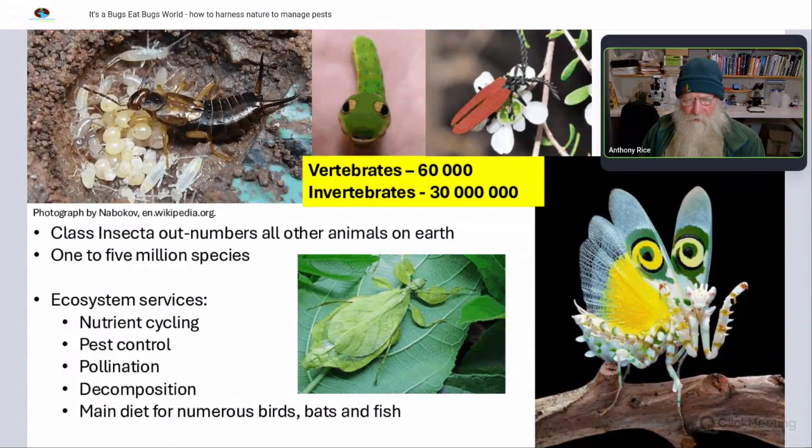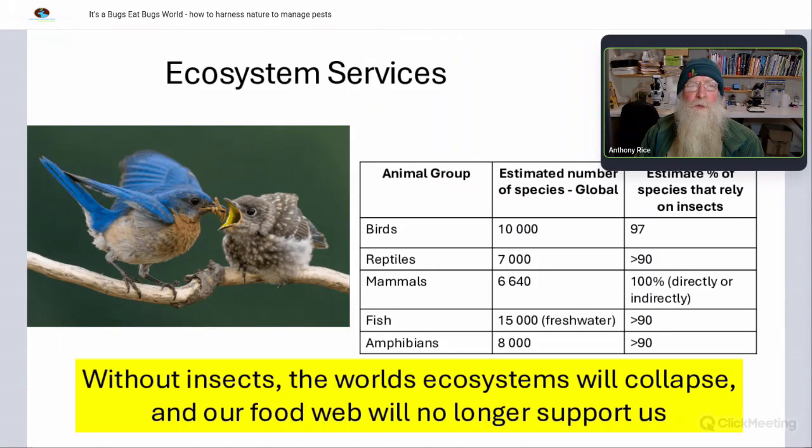They are involved in almost every aspect of our food web and our natural ecosystems. They're involved in specifically things like nutrient cycling, pest control, pollination, decomposition, and they are the main diet for numerous birds, bats, and fish. So irrespective of the fact that they're absolutely awesome, we should be looking after them. Just a little bit more on the ecosystem services that they provide.